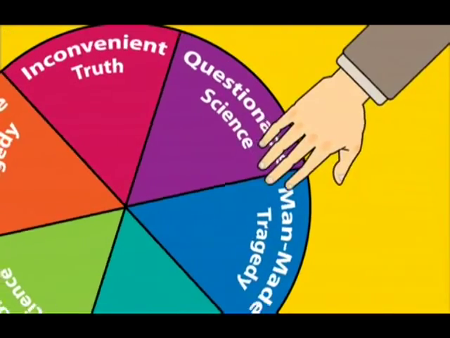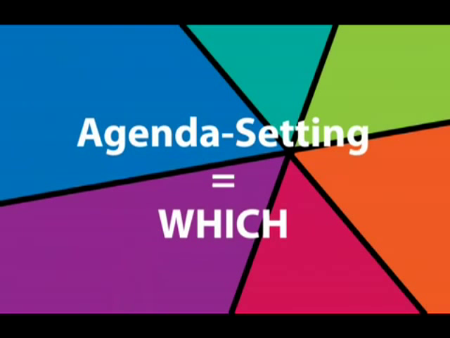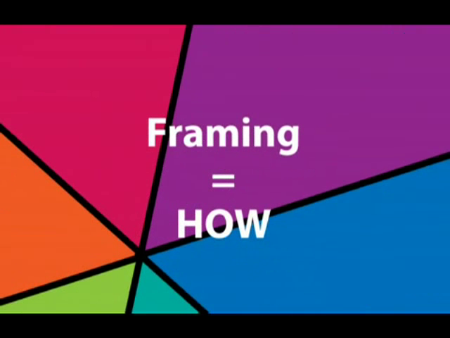Often this ends up shaping our own opinions of the news, and who the good guy is in any situation. While agenda setting is choosing which stories to tell, framing is choosing how to tell them.